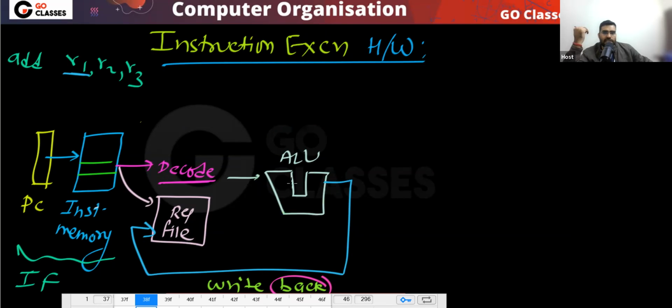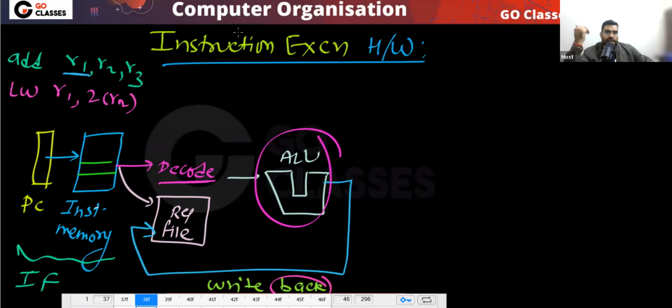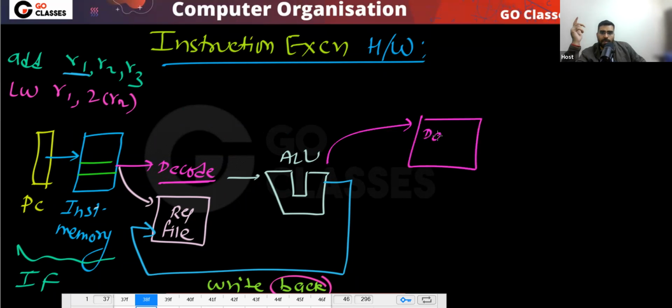Whatever you compute, R2 plus R3, you put in the register file, in R1. But remember, if your instruction is load word, like R1 and then something like 2(R2), then what will happen? In this situation, what the ALU is computing is the address of the data memory. So from here you will go to the data memory, read the data there, and that data you will again write here.